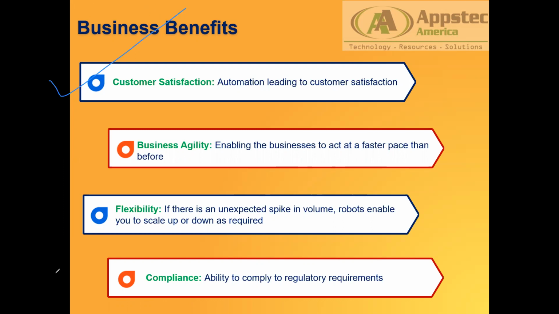Flexibility. Agility, we've already spoken about. Flexibility: if there is an unexpected spike in volume, robots can scale up or down as required. Now, what does that mean?